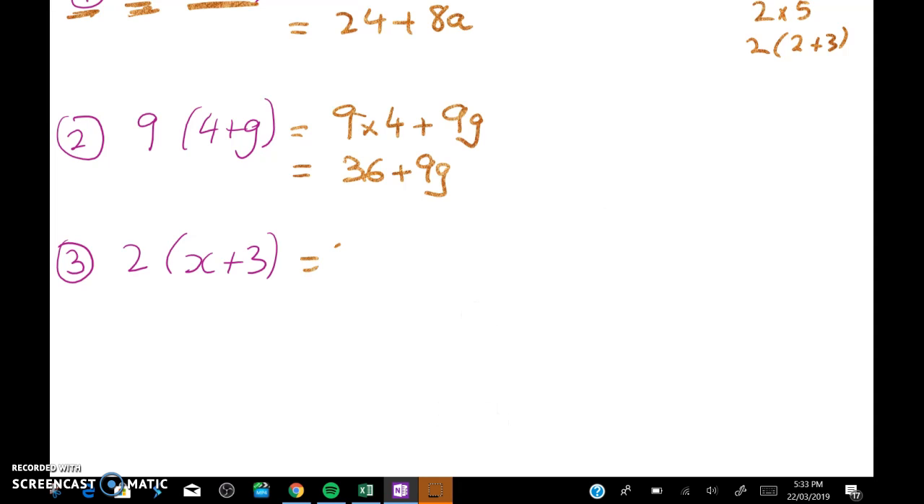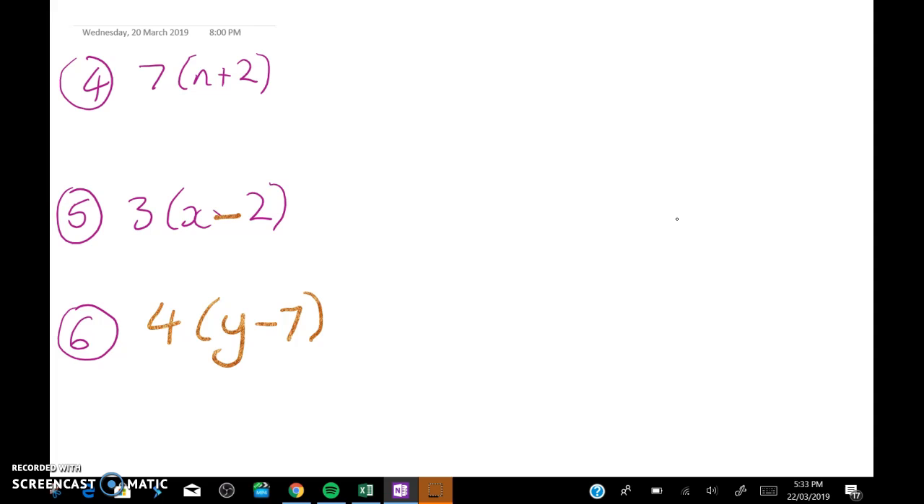Okay, question 3. 2 lots of X, which we'll just write now as 2X, plus 2 lots of 3, which gives me 2X plus 6. 3 more to try, so pause the video and do those 3. Okay, this one is 7 lots of n plus 7 lots of 2. We're distributing the 7 over the things inside the brackets, the terms inside the brackets. Right, so that's 7n plus 7 2's give me 14.